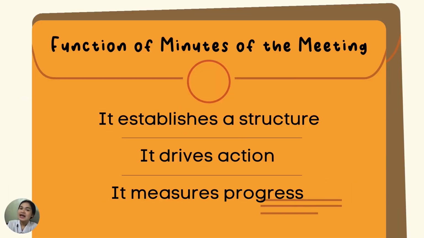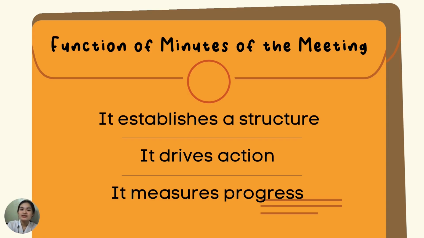So now, stated in the slide are the functions of minutes of the meeting. First one is it establishes a structure. If necessary, facts, decisions, votes cast, conflicts, attendees, and other pertinent information can be accessed. As a result, ensure that your minute taker adequately recounts how members came to reasonable decisions.